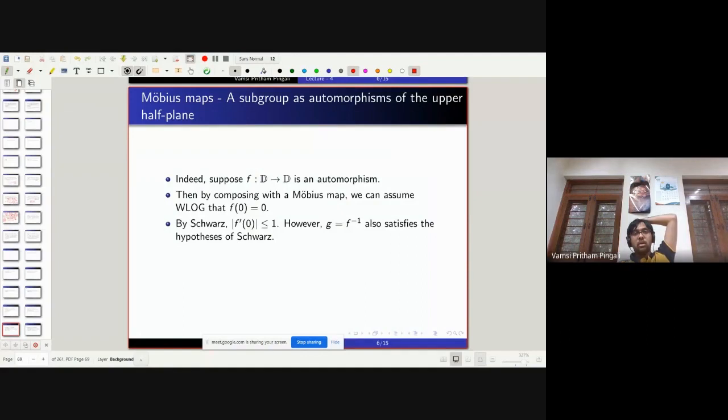In other words, the modulus of the derivative of the inverse at 0 is also less than or equal to 1 according to Schwarz's lemma. What is the relationship between the derivative of the inverse and the derivative of the original function? Even in one variable calculus, how do you find the derivative of the inverse of a function, if it exists?